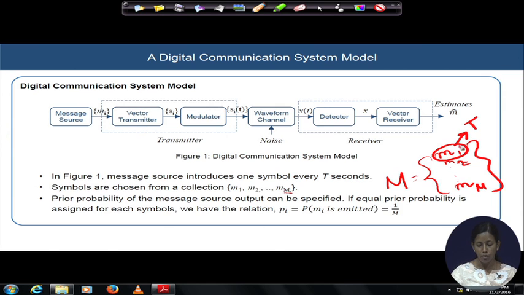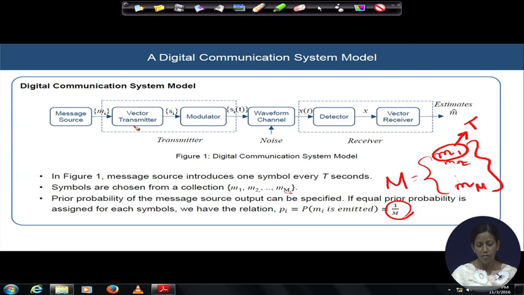We also assume that a priori we know the probability of assigning each symbol to the vector transmitter, and the probabilities of getting any one of these symbols from the set are equal. Hence the probability pi associated with choosing the ith symbol is equal to 1 by capital M. The selected message symbol is sent to the vector transmitter.